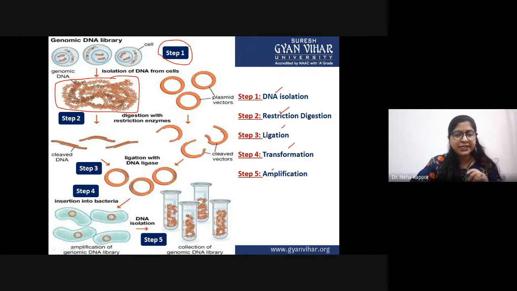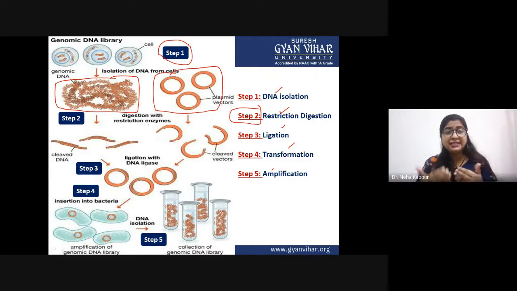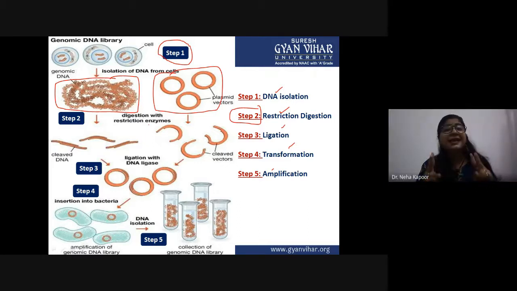Genomic DNA is isolated. Here, the plasmid vectors are also isolated. So our first step is done. Next step is what? Next step is restriction digestion. So what we have done is digestion with restriction enzymes, because our next step would be gene cloning. So we are digesting it with the same restriction enzyme.